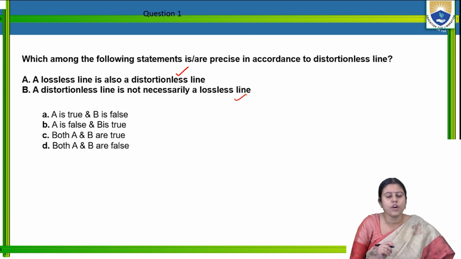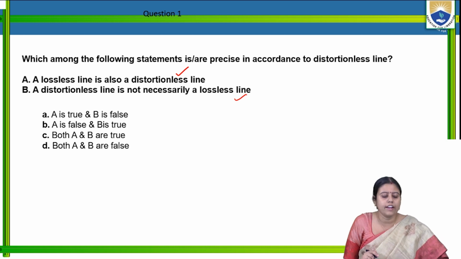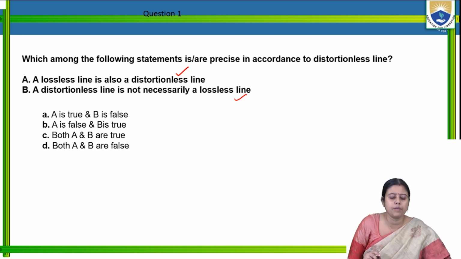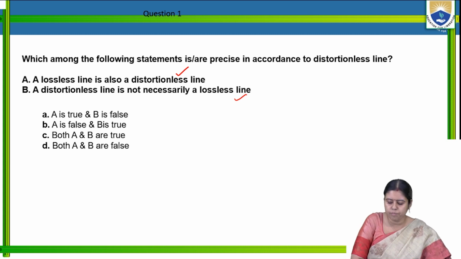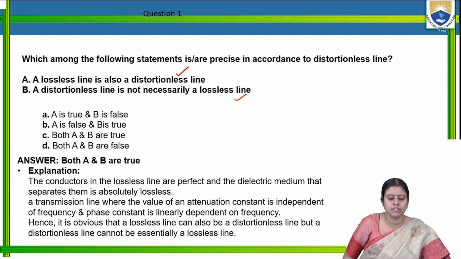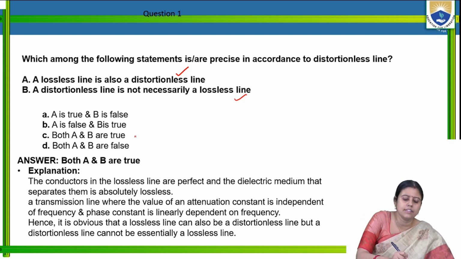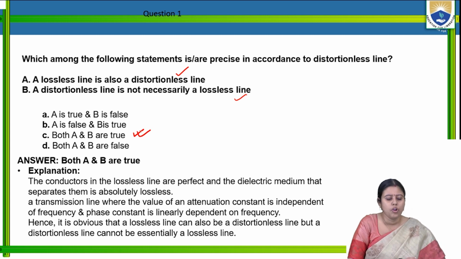The options are: A is true and B is false. Second, A is false but B is true. Third, both A and B are true. And fourth, both A and B are false. So, what is the answer? The answer is C, that both A and B are true. What is the explanation of this problem?